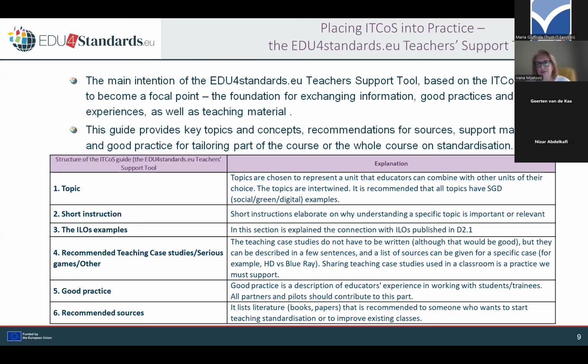The next part of the structure is good practice. Good practice is practically a description of educators' experience in working with students or trainees. It is a few sentences or a paragraph related to a specific experience with this topic, with this material, with this game. And in that way, we are sharing our good practice. At the end of the structure, you can find recommended sources. It is the list of literature, books, and papers that is recommended to someone who would like to address these topics.